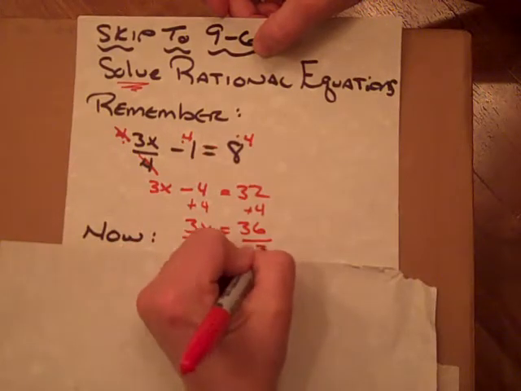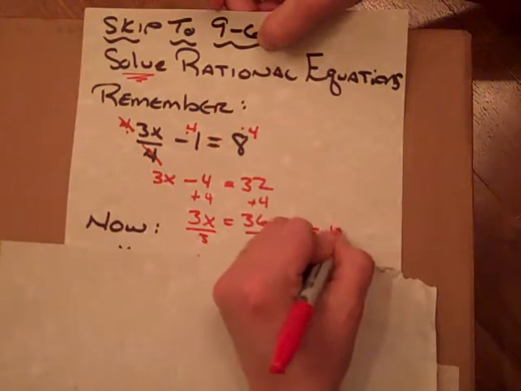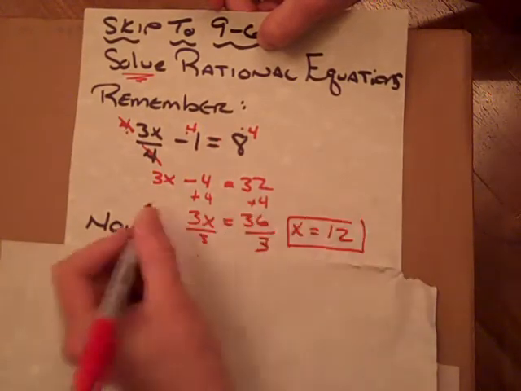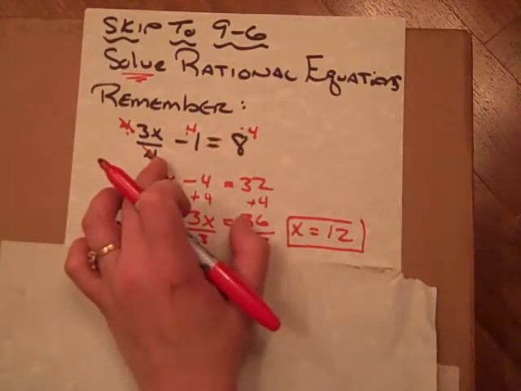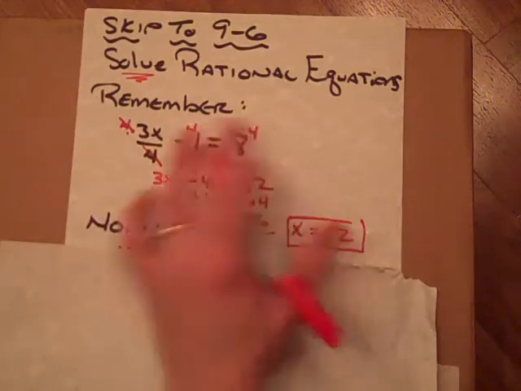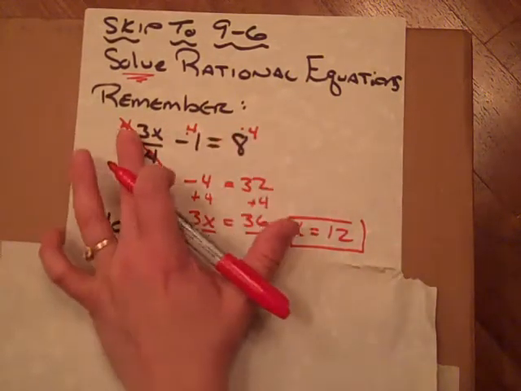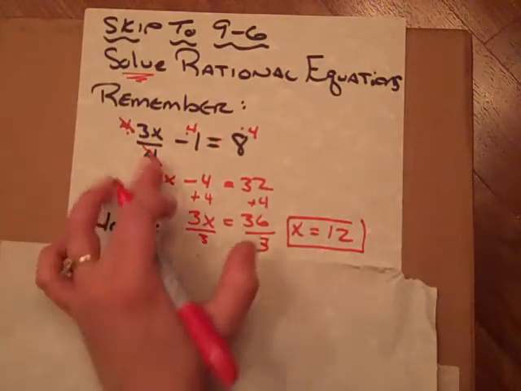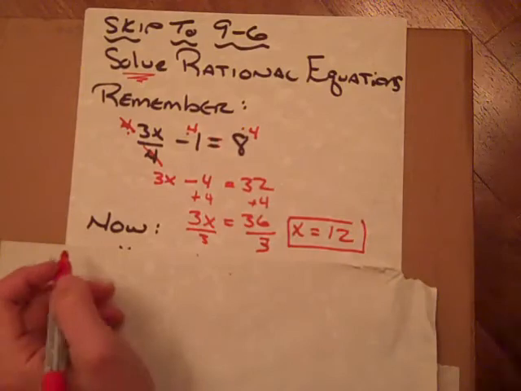Divide by 3, and you get x equaling 12. 12 would be my solution for this problem. So I had 3 terms with a denominator of a 4. Instead of getting denominators everywhere, I multiplied through by what would cancel out the denominator. I made the whole problem 4 times bigger. By doing that, I was able to finish and solve the problem.